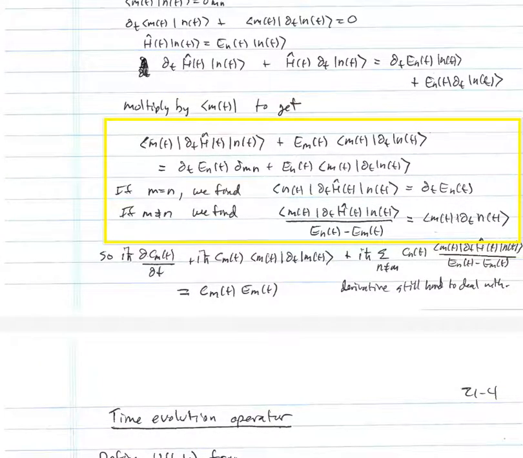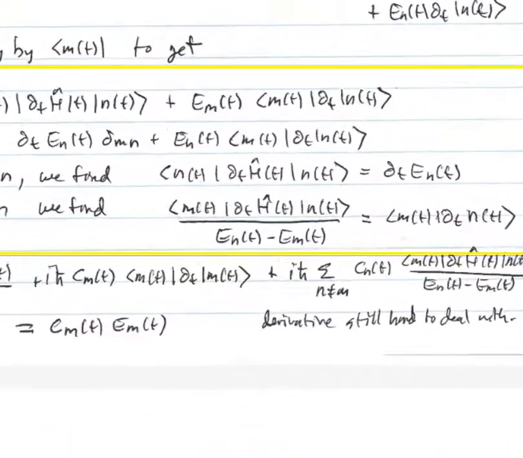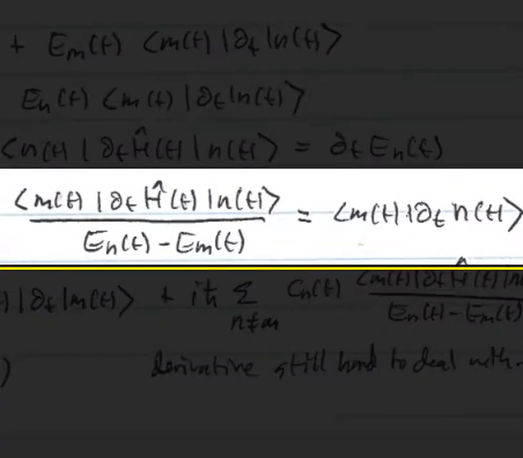Let's now take a look at the case where m does not equal n. In that case, the Kronecker delta function disappears. I still have the complicated matrix element, but the other remaining matrix element is this m of t derivative with respect to t of n of t, and it has two different coefficients. One is E m of t, the other is E n of t. Let me bring both terms to the right-hand side. Let me gather them together, and then divide by the difference E n of t minus E m of t, and we get this very nice expression that m of t d by dt n of t, that's the right-hand side, is equal to this left-hand side, m of t d by dt H of t n of t over E n of t minus E m of t.